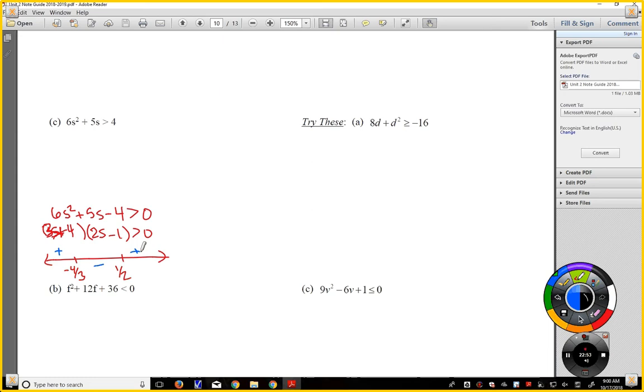And then what am I going to choose as my solution here? Haley? Okay, so are you picking the center part here or the parts on the outside? The parts on the outside, good. And then do we want to include the endpoints or no? No, because they weren't included, right? But we want positives, right? We want things greater than 0, so we'll pick these.